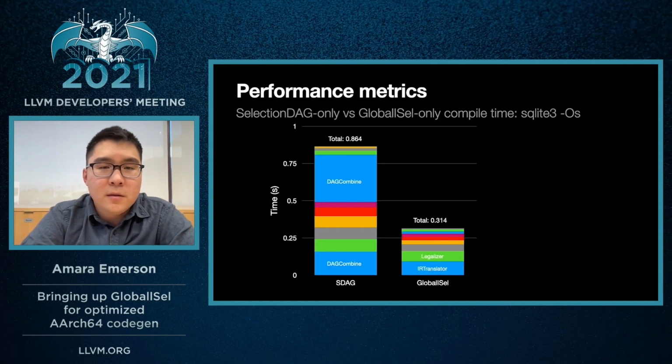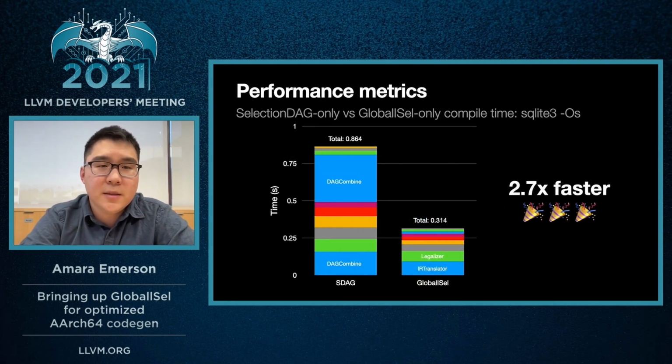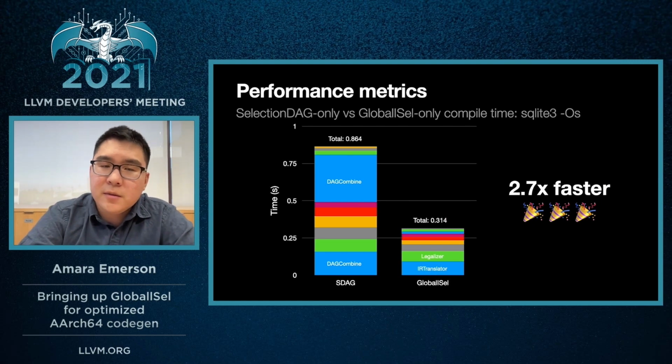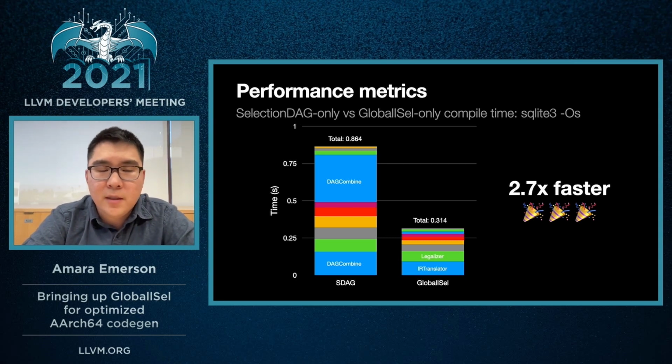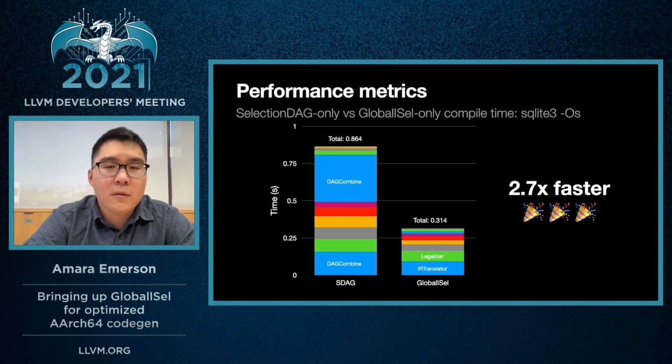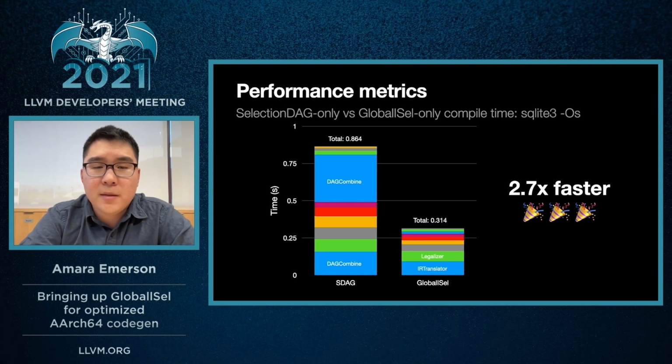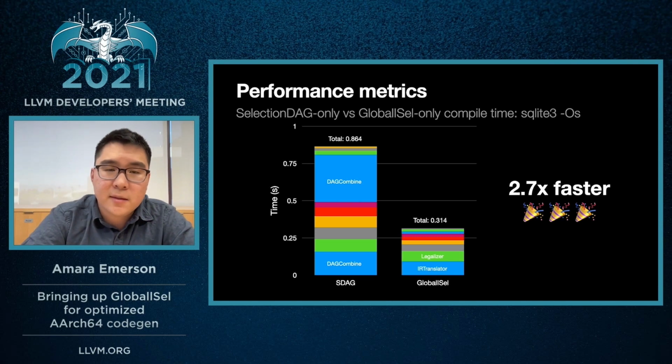As you can see, to compile the same code in SQLite, GlobalISel is 2.7 times faster. You can see from this chart that SelectionDAG has two really long-running phases to generate code, and that's the DAG combiners. SelectionDAG runs the DAG combiner actually multiple times during compilation, and those combiners account for more than half of the overall compile time. On GlobalISel, however, most of the compile time is taken up by one phase, the IR translator. The legalizer then takes the second longest time, and the rest are fairly equal.